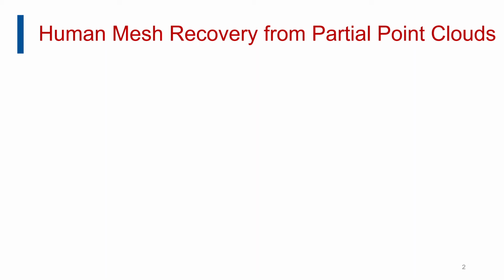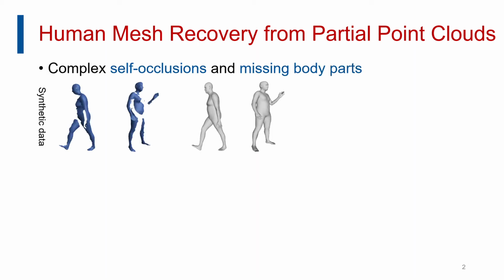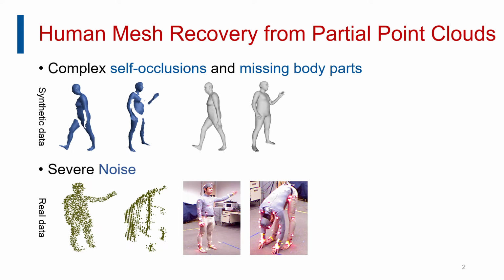Existing partial human point cloud data, either synthetic data or real data, contains complex self-occlusions and missing body parts. Besides, the severe noises in real data add additional difficulty to stable human surface estimation. Thus, there are two key challenges that need to be addressed in human mesh recovery from partial point clouds: coping with complex self-occlusions and missing parts for robust pose estimation, and sustaining reasonable shape reconstruction without the interference of severe noises.